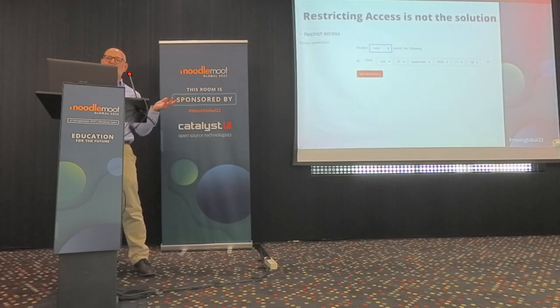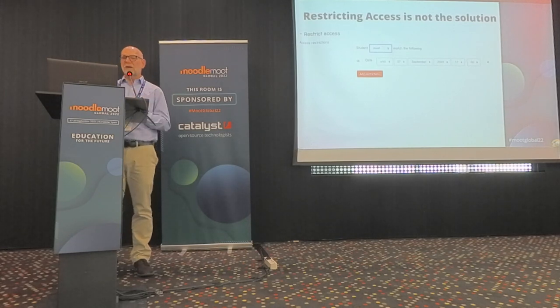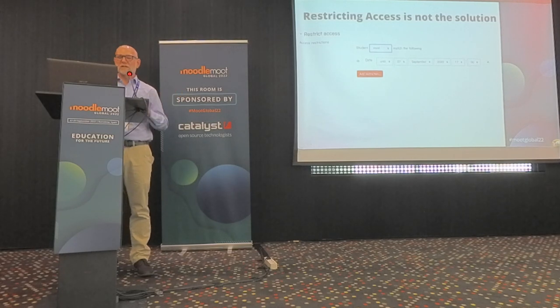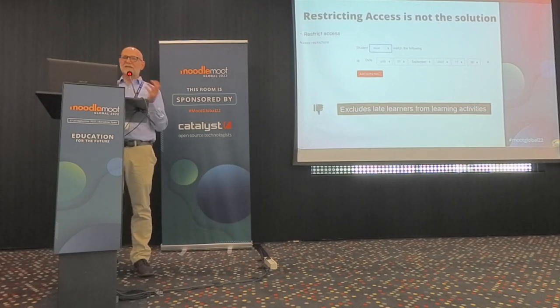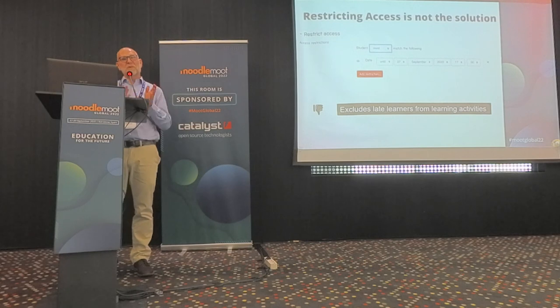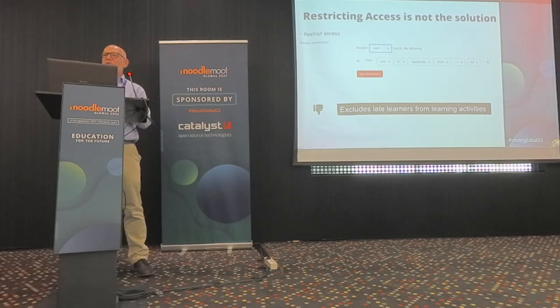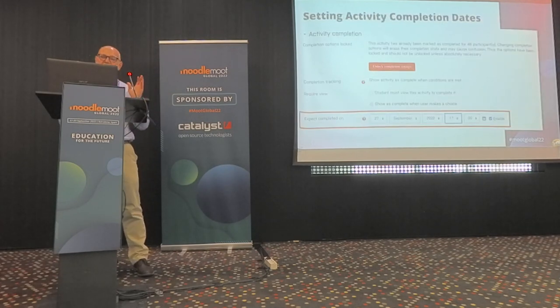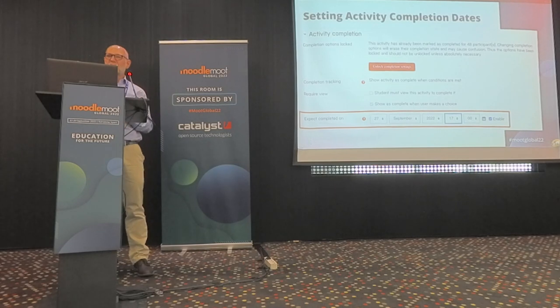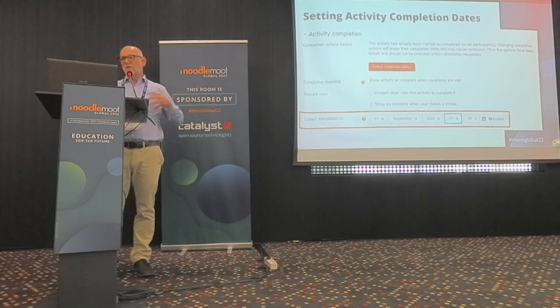First of all, the first idea, if you want due dates to be implemented, is maybe to use restricted access. We all know that activities can be restricted. However, the big drawback is the late learners are excluded. If you restrict access and the learner misses the date, you want to penalize them, but maybe not that much. You don't want to exclude them from the learning process. So that is obviously not the solution. So I rather used activity completion dates. This is what I regularly do to set completion dates, which is the regular process here.